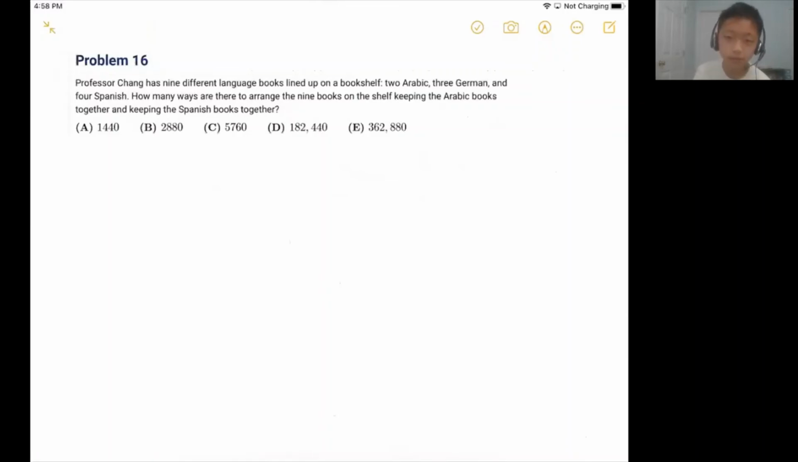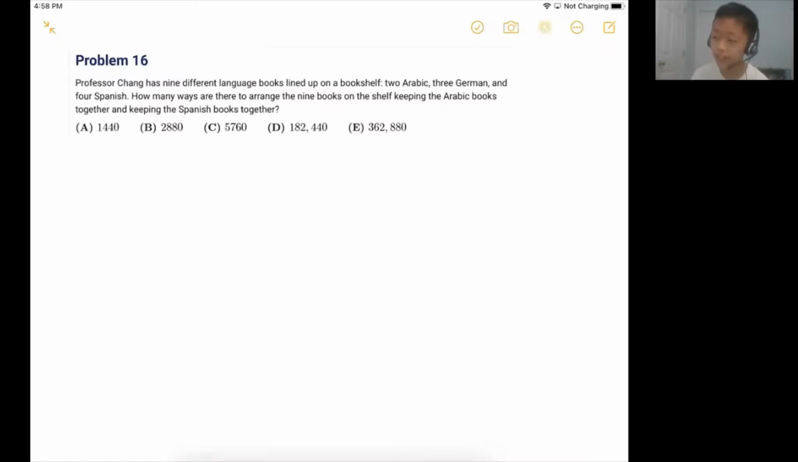So in this question, we're given a professor who has 9 different language books lined up on a bookshelf. They have 2 Arabic, 3 German, and 4 Spanish. And we want to know how many ways there are to arrange the 9 books on the shelf, keeping the Arabic books together and keeping the Spanish books together.